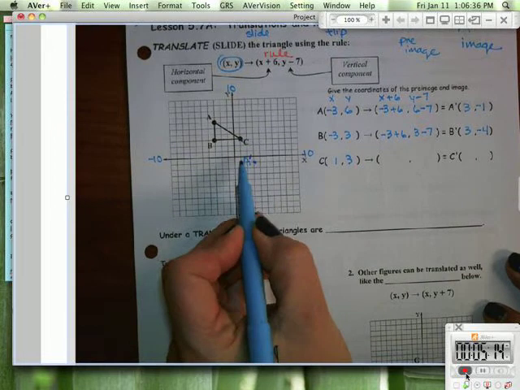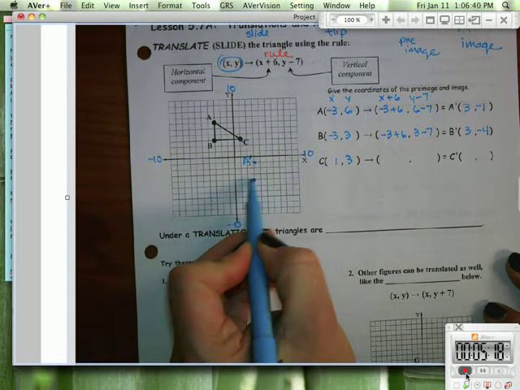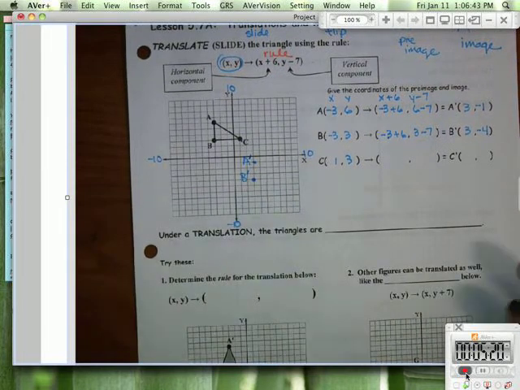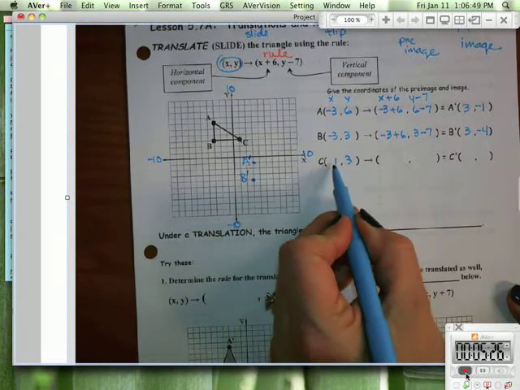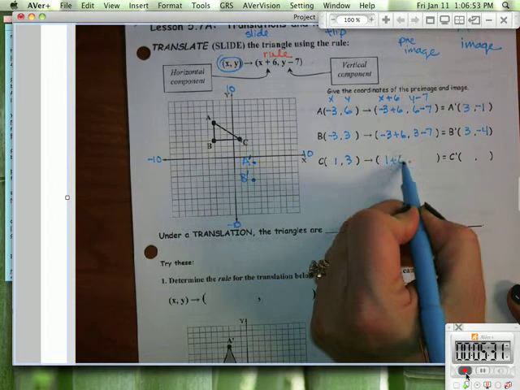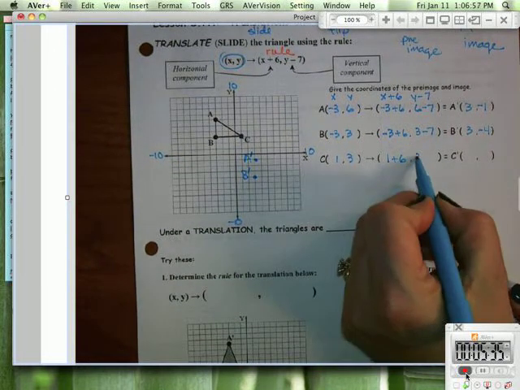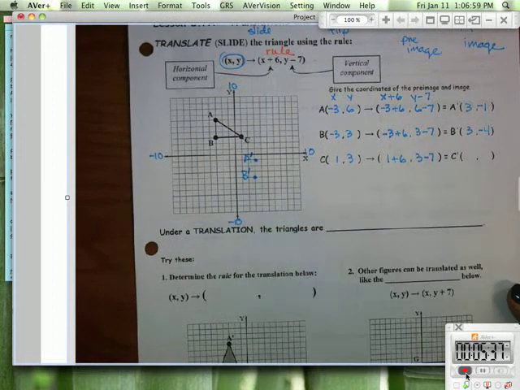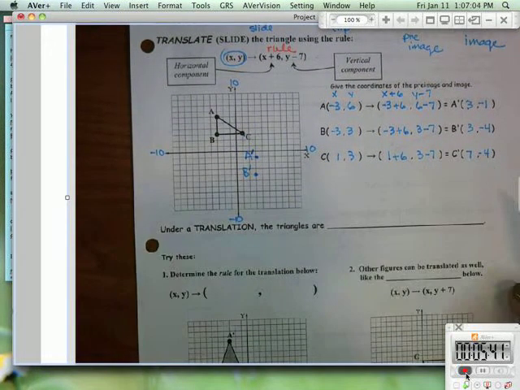So I go over 3 and down 4. 1, 2, 3, 4. Oh, there's my new B prime. All right, and then do the same thing for the last point. My original x coordinate for C was 1, and I got to add 6 to it. Original y was 3, I'm going to take away 7. Yeah, it's going to be 7, negative 4 for my new C.